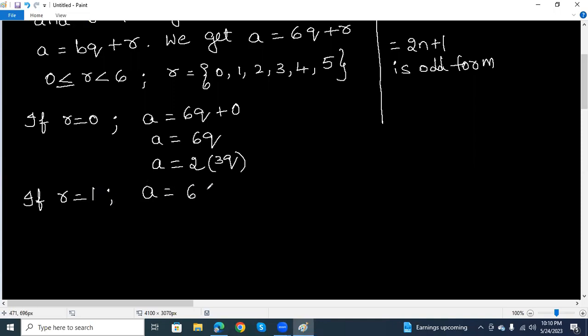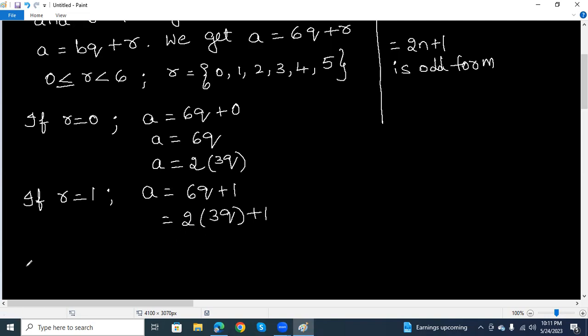Okay. Next, if r value is equal to 1, let's substitute. Then a is equal to 6q plus 1. So what can we take? We should write a 2n form. If we take out 2 common, 2 threes are 6, 3q will be left here, plus 1. So this is 2n plus 1 form.